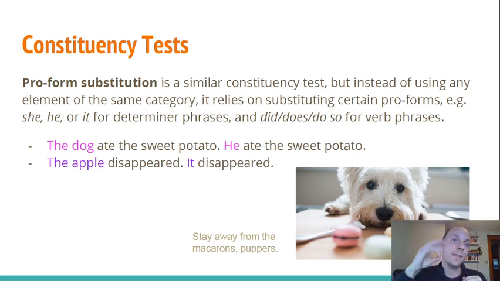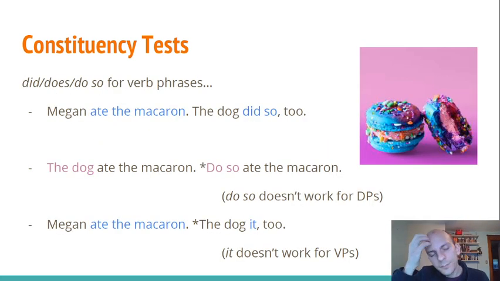Test success. Successes are judged by grammaticality. Is our new sentence, he ate the sweet potato, grammatical? Yes, that means it passes the test. Or like the apple disappeared, we can change it to it disappeared. So for noun phrases, or determiner phrases, that's pretty clear.